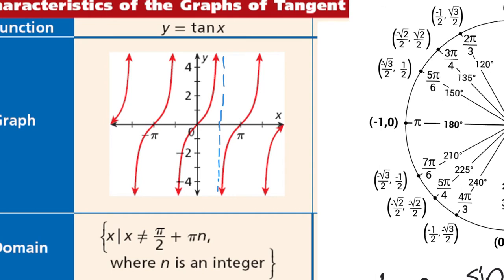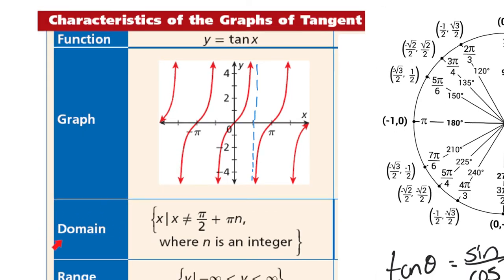It is undefined. That also means when we're talking about the domain, the possible x values, they're going to say that x cannot be pi over 2 plus pi n, meaning every time we go another distance of pi on the graph, there's going to be another asymptote. We can't have that value. It is going to be undefined.